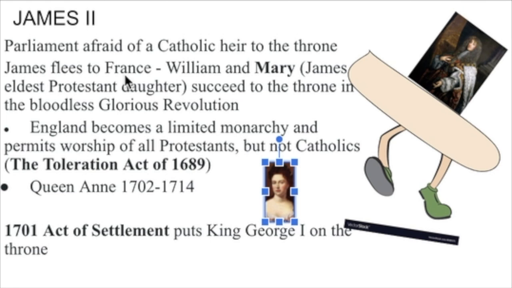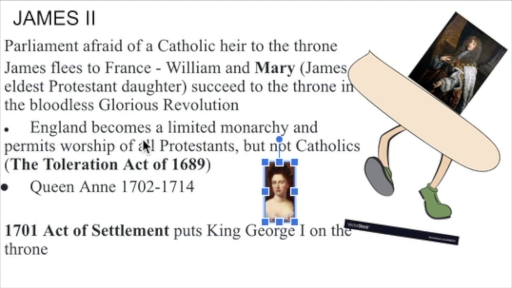James sees the writing on the wall and at this point flees. That's why I put legs with him running away. So he's going to run away to France, and you're going to have William and Mary come to power in a bloodless revolution. So that's usually why it's called glorious, is because it was bloodless.